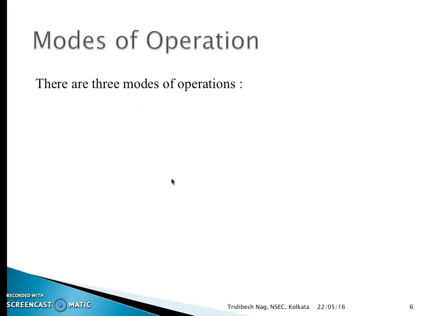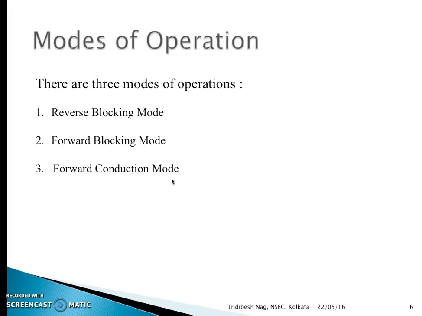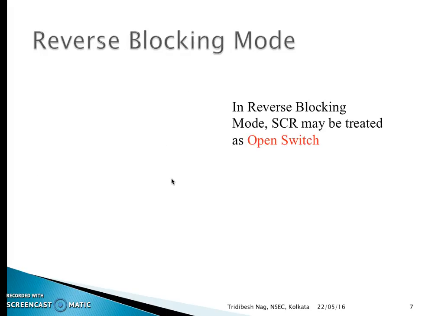Now regarding the modes of operation, there are generally three modes of operation. The first one is the reverse blocking mode, then the forward blocking mode, and then the forward conduction mode. I will deal with all the modes extensively now. Now this is the reverse blocking mode. In reverse blocking mode, the SCR may be treated as an open switch.